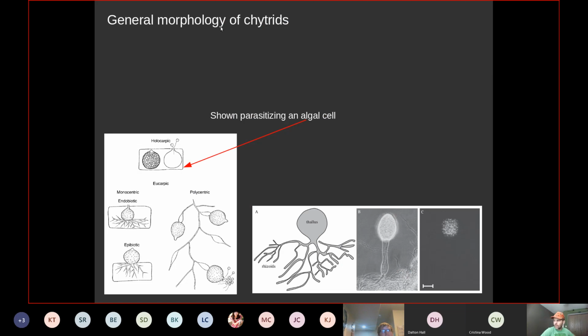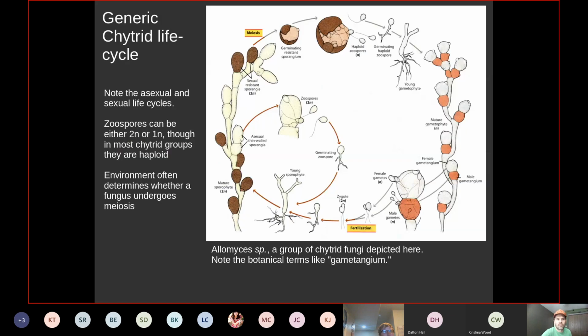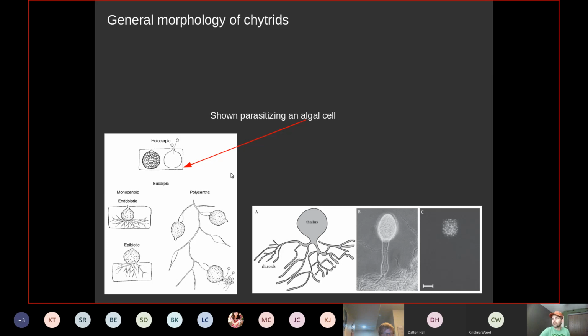So that was the most complicated chytrid out there, that Allomyces. Okay. More often, chytrids are a bit simpler. They're this holocarpic type where it's just like a little ball. Makes some spaghetti noodles that go in and eat a substrate. When it runs out of juice, it makes zoospores that go out into the environment.